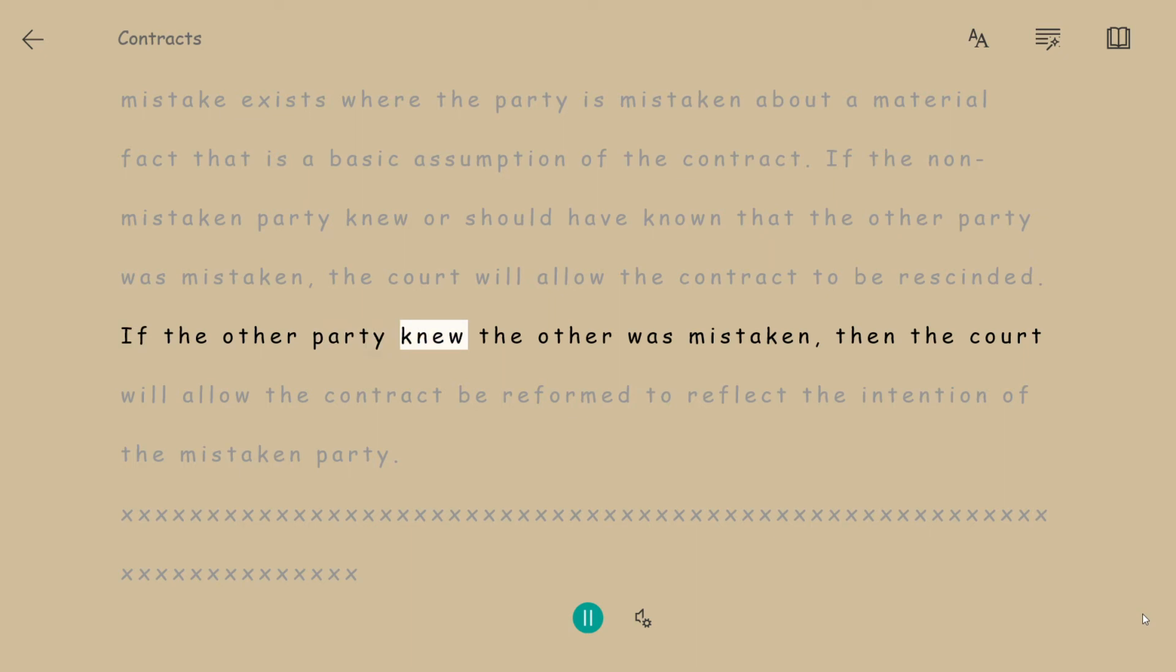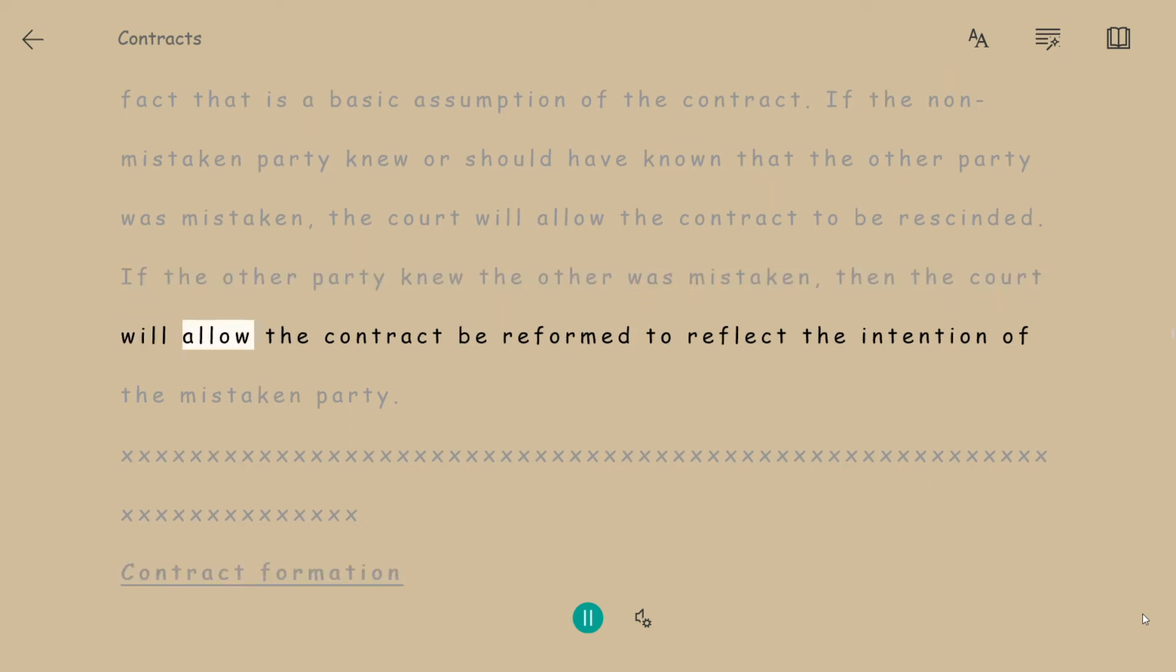If the other party knew the other was mistaken, then the court will allow the contract to be reformed to reflect the intention of the mistaken party.